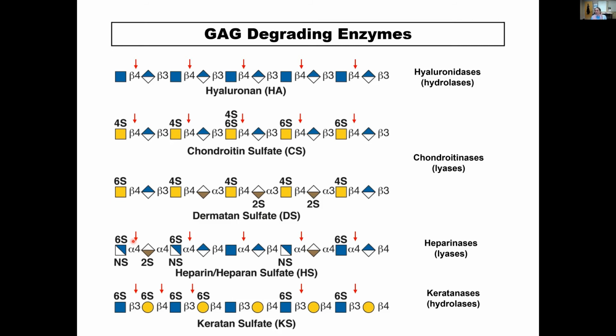Or you can use individual enzymes, for instance, if you want to look at just the domain structures that are present. So if you use an enzyme that cleaves at the non-sulfated domain only, you'll end up with large oligosaccharide domains that will either be sulfated or non-sulfated, depending on which enzymes you utilize.